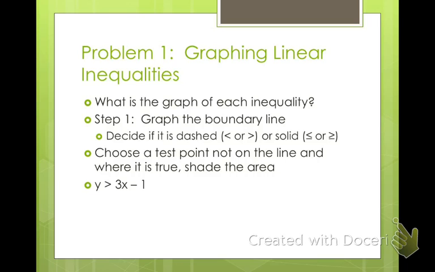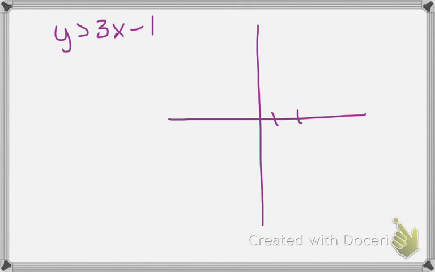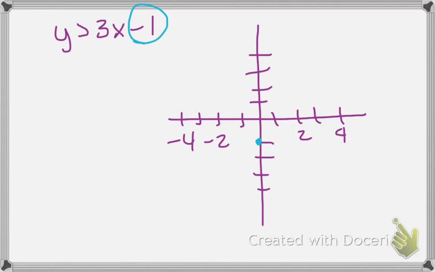So let's go ahead and graph this. y is greater than 3x minus 1. If I were to just go ahead and graph this, where would I start? Well, I would start at the point -1, that's our y-intercept. And then what would I do? Well, this 3 is our slope, or imagine it's 3 over 1. So we go up 3 over 1.